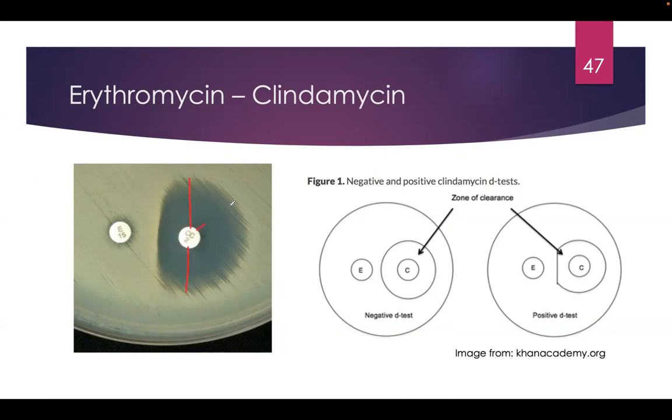You have a nice zone, but if you notice here, you had inducible resistance. But it makes the shape of a D. So they call this the D test. It's called a negative and a positive clindamycin D test. This one here is a positive D test. So if it was positive for this, you would not want to use clindamycin in a patient like this. So that's just what you're looking for.